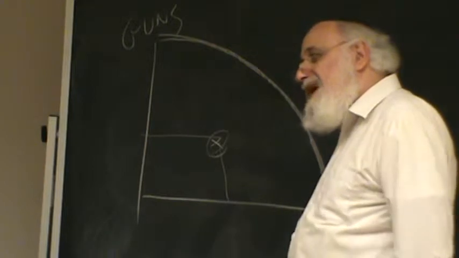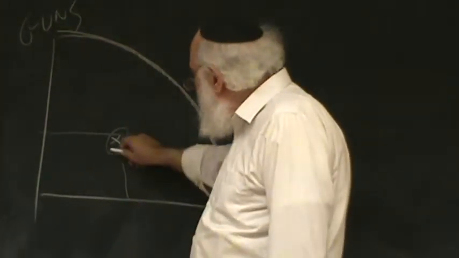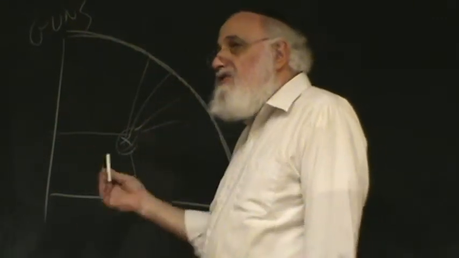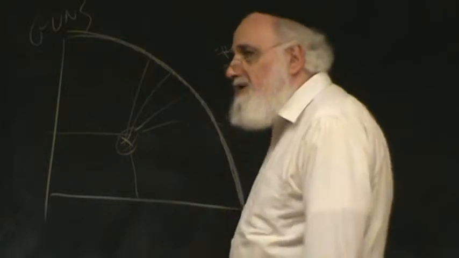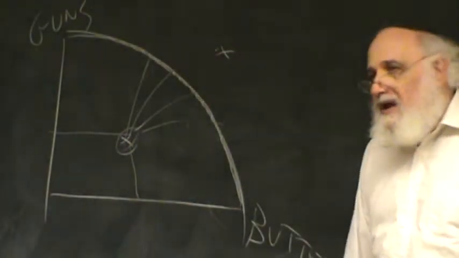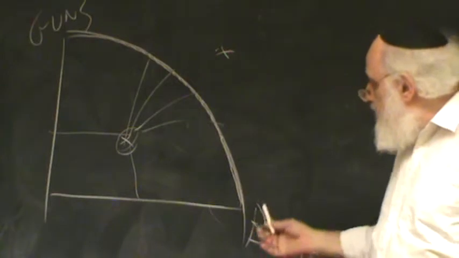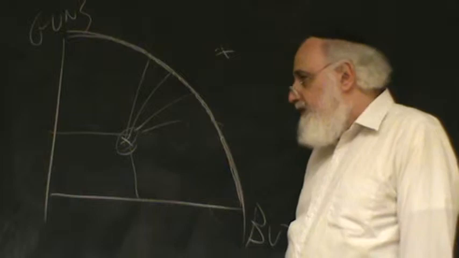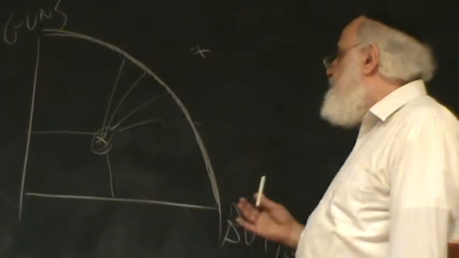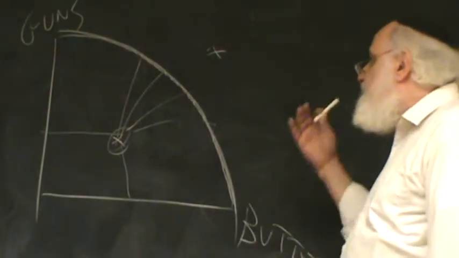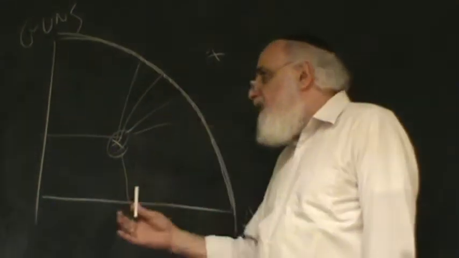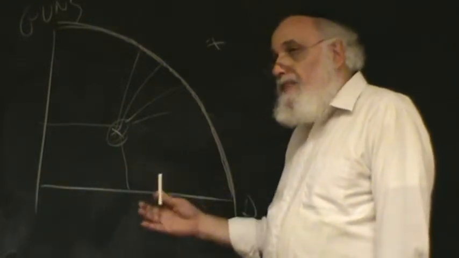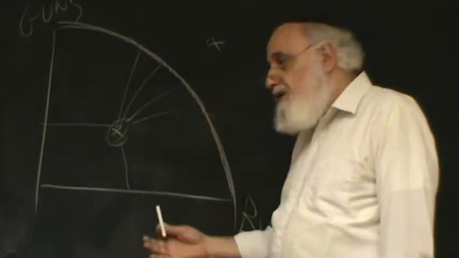Inefficient in the sense that you could do better. With the resources you have, you could be here or here or here or somewhere on the production possibility curve. At least choose to be somewhere on the production possibility curve, because by being inside, you're not accomplishing that. So that's the principle the production possibility curve wants to emphasize: society has the resources to produce this maximum. They should produce somewhere along the production possibility curve, because if not, you're just wasting resources.